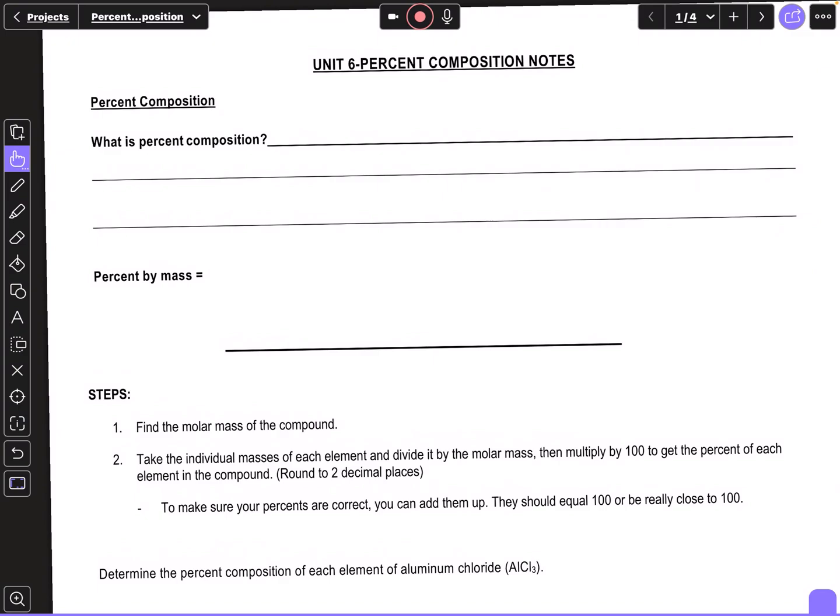When we go from moles to grams, we multiply by the molar mass. When we go from grams to moles, we divide the grams that are given in the problem by the molar mass to go from grams to moles. So now we're going to talk about percent composition and what exactly it is.